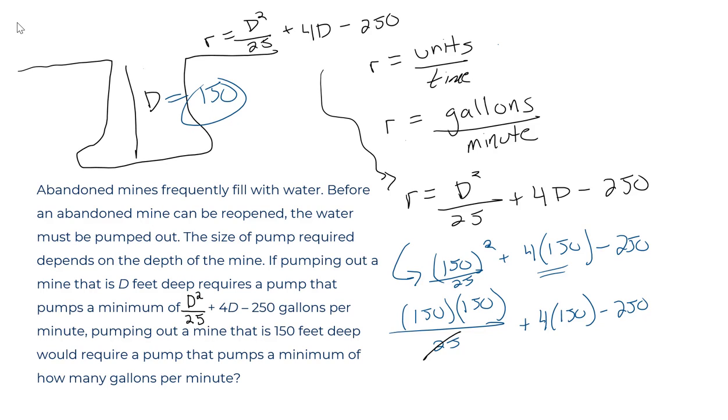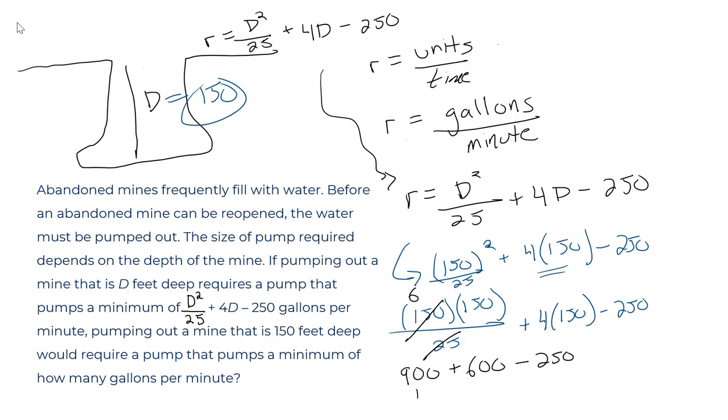Quickest way to do this: 150 is divisible by 25. 25 goes into 100 4 times, 100 divided by 25 is 4, and 25 goes into 50 2 times, so 25 goes into 150 6 times. 6 times 150 is 900, plus 4 times 150. Well, 150 times 2 is 300, times 2 again is 600. So 4 times 150 would be 600, minus 250.